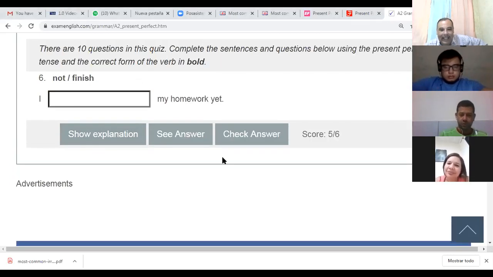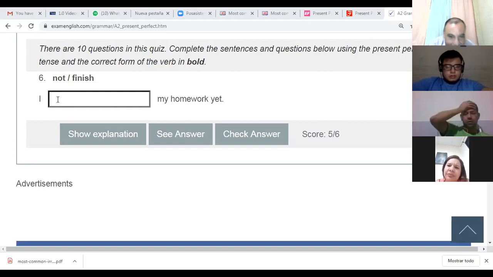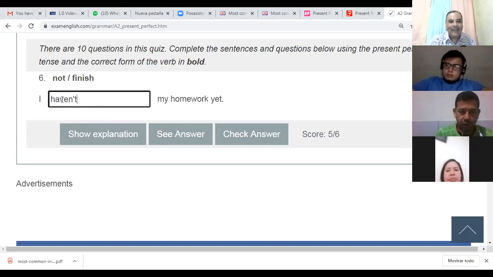Next, Blanca Estela Perez. What is the negative question? And this is the auxiliary verb. You see, it's a negative sentence. What is the auxiliary, Blanca? Have. Because it's negative, we are going to write it like this: I haven't. And what is the past participle of finish?